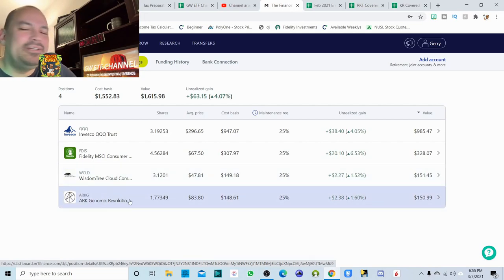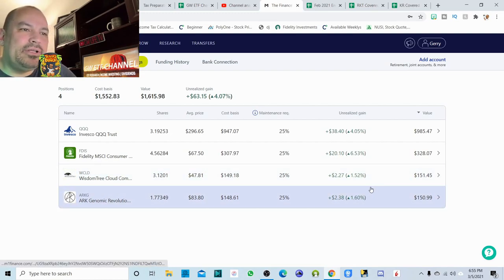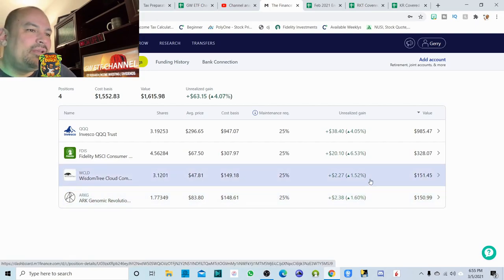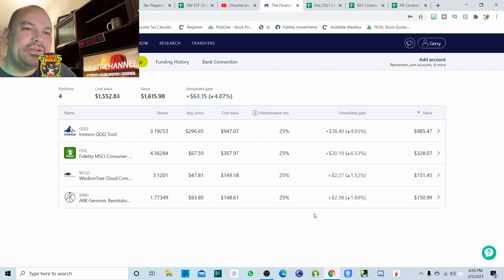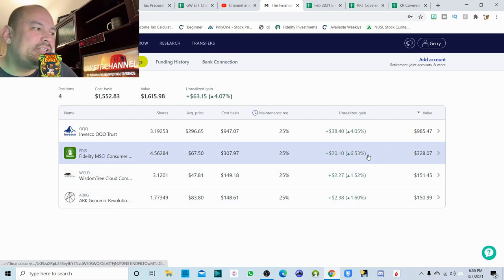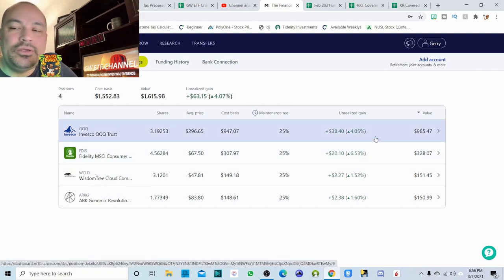Healthcare Revolution ETF from ARK Invest. And those two have taken a big hit this week, though I'm still up 1.5%, and I would like to get some money in there to take advantage of this dip. But I'm up 6.5% on the FDIS and up 4% on QQQ, so I can't complain about that.